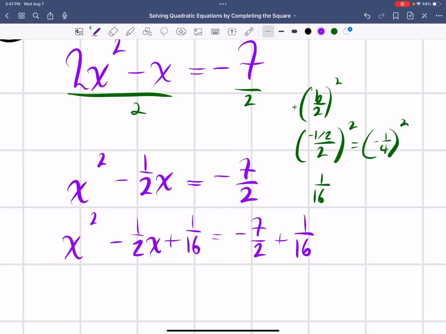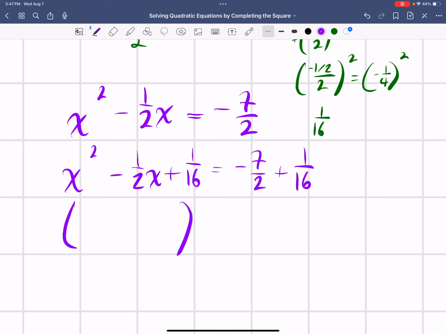All right, let's see. On the left, we'll factor, and these are the easiest factoring problems you'll ever see because you just need to take b, which is negative 1/2, and cut it in half, which will be negative 1/4. So we get x minus 1/4 squared. That's how that factors. And then on the right, let's combine these fractions using a common denominator. Let's see, negative 7/2. Well, 7 times 8 is 56. So that's negative 56 over 16 plus 1 over 16. So we get negative 55 over 16.